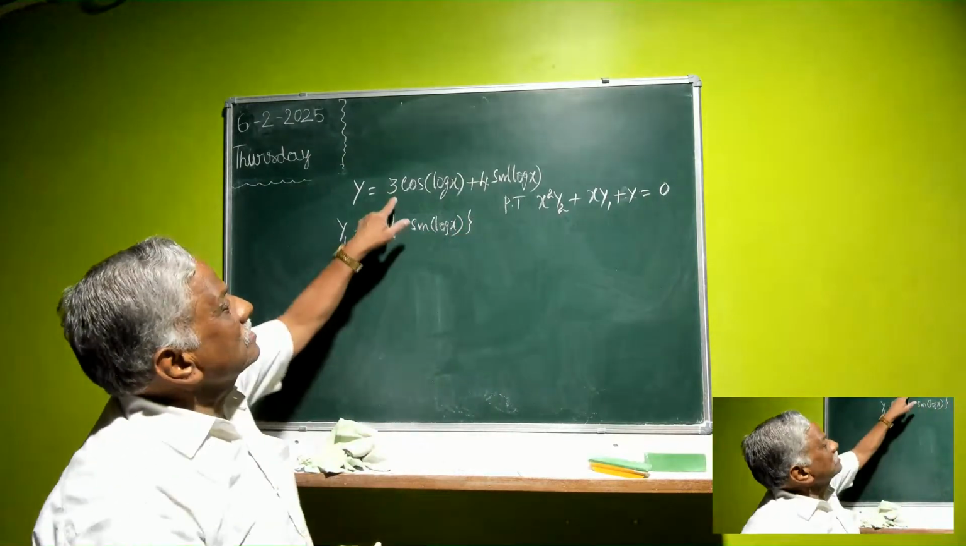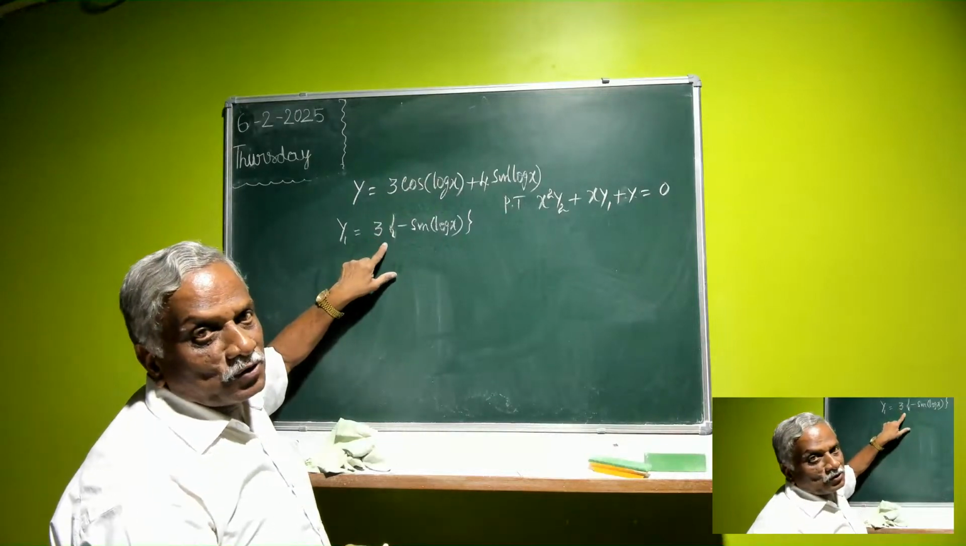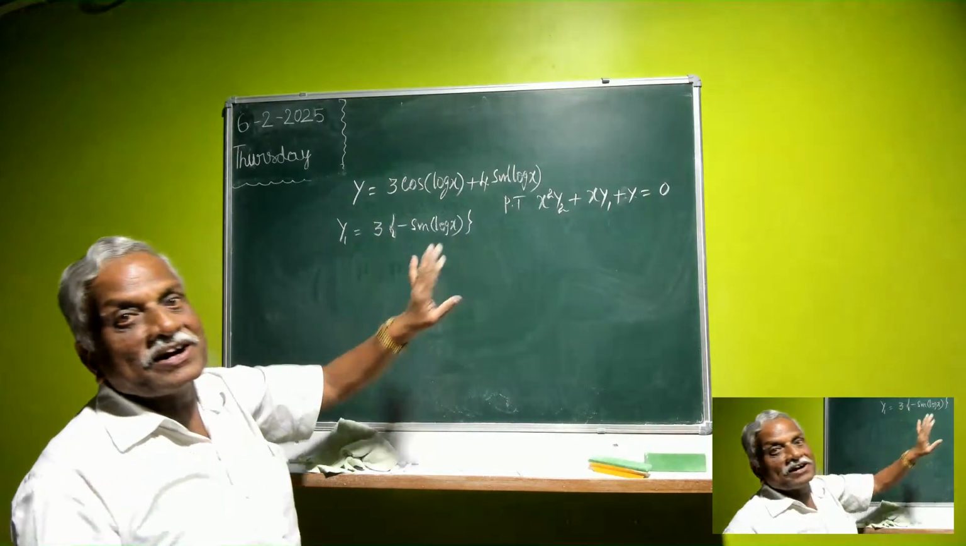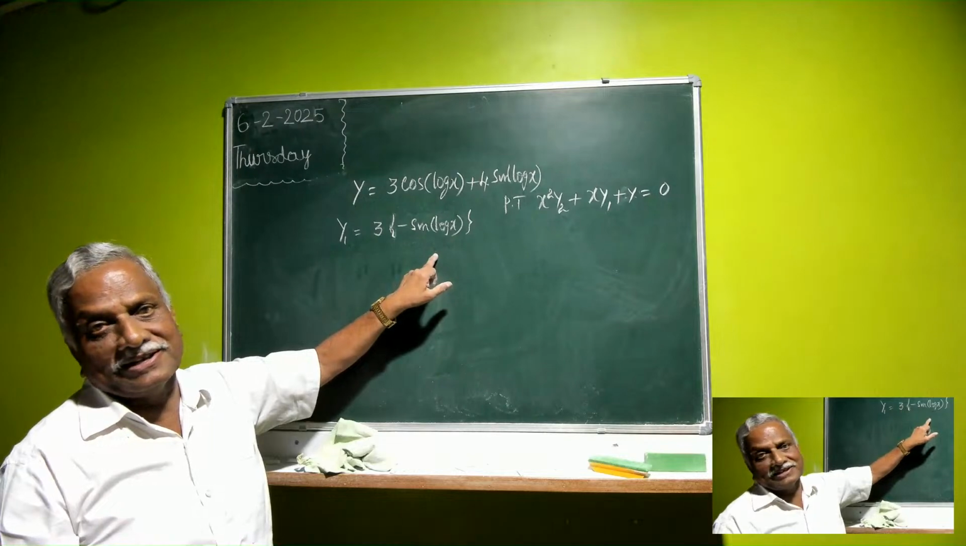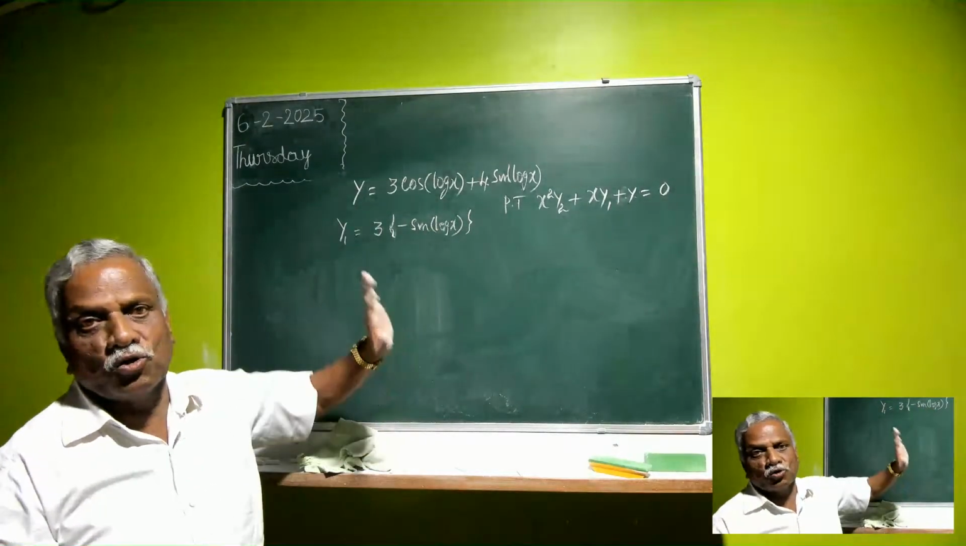And differentiate cos, I get minus sign. Why should we put a bracket? Because if you don't put a bracket, you may consider that a different term. But this has to be multiplied by 3. So whenever a minus sign is there, always use a bracket to avoid confusion later.